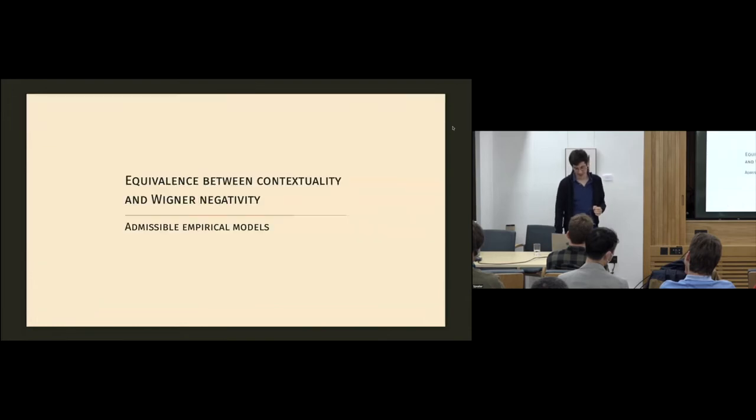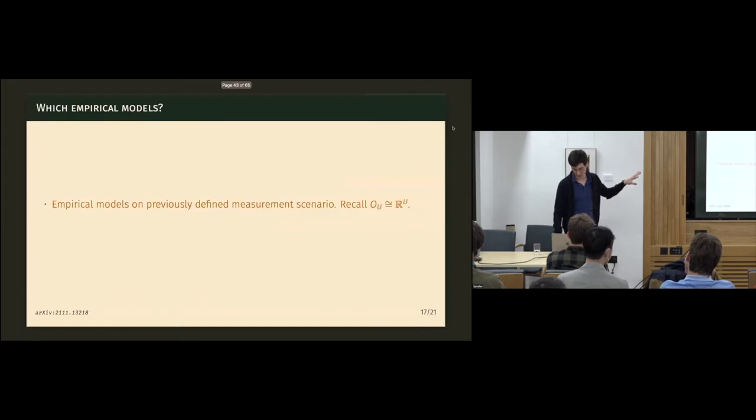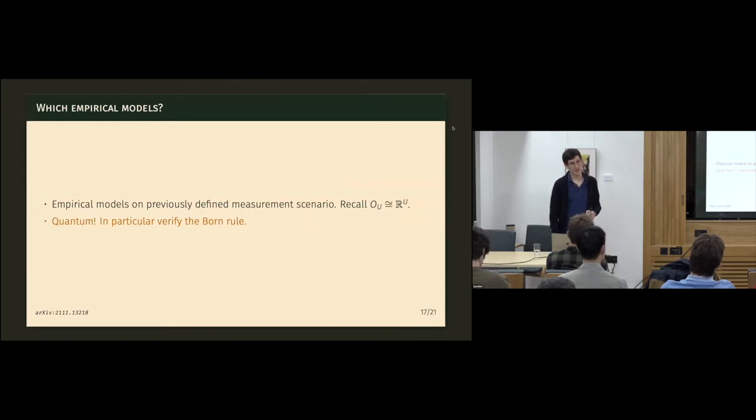And now for the empirical models on this measurement scenario. Basically my objects are just probability measures on this space R to the U, where U is a subset of X. We also require that these empirical models are quantum, so they verify the Born rule. The reason is that we want to make an equivalence with the Wigner function, which is an object defined from quantum theory. So you need empirical models to be quantum, of course.